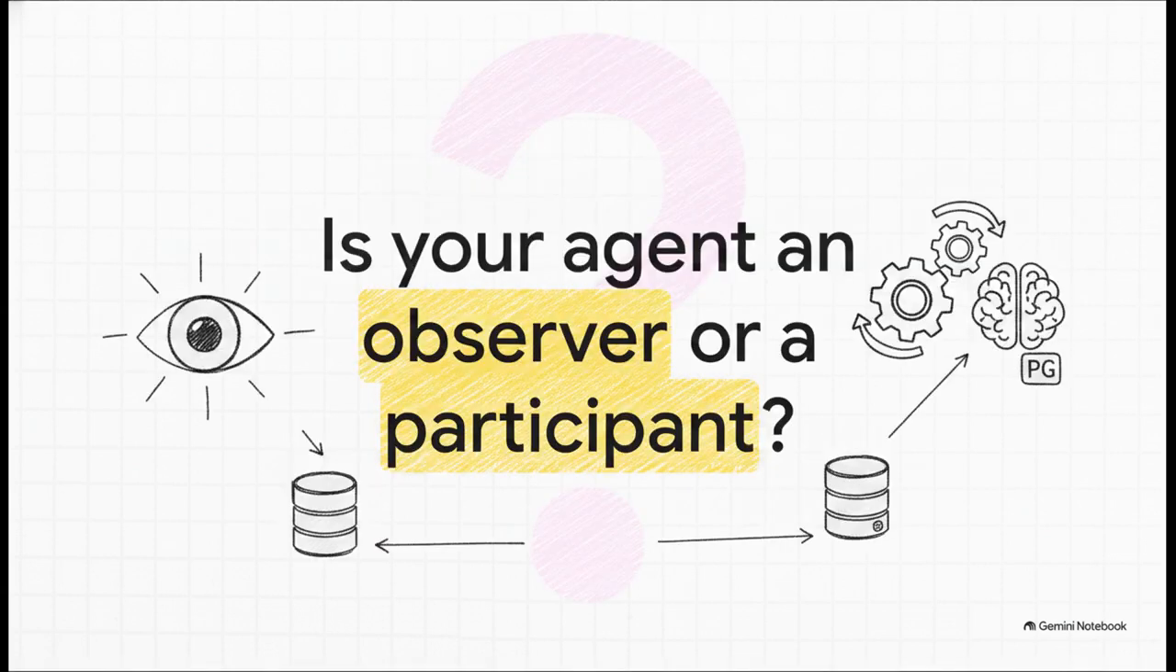Which leads me to a final, pretty provocative architectural question that you really need to ask yourself as a developer. Is your agent an observer, or is it a participant? If your AI only ever retrieves data from a database, it's really just a passive observer. For production AI to truly act as a genius-level participant in your workflows, it has to actively forge new memories, learn from its own experiences, and constantly write those fresh insights back to its PostgreSQL core.